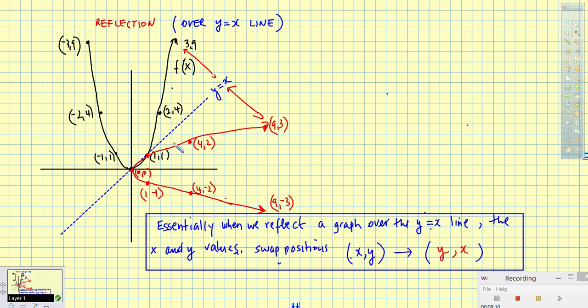Just to give a clear understanding, the point 0, 0, when I swap x and y, is still going to be 0, 0. When I swap 1 and 1, it's still going to be 1 and 1. But the point 2, 4, when the two coordinates get swapped, becomes 4, 2. And therefore, 3, 9 will go to 9, 3, and the other points, negative 1, 1 will go to 1 and negative 1, and negative 2, 4 will go to 4 and negative 2, and 9 and negative 3.